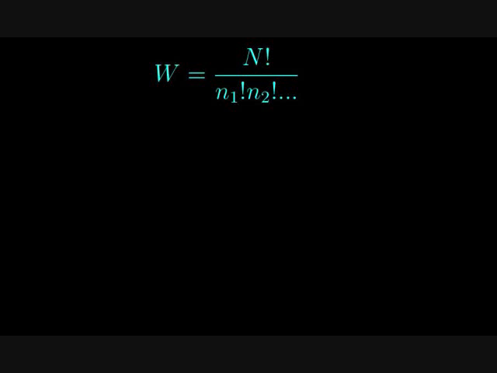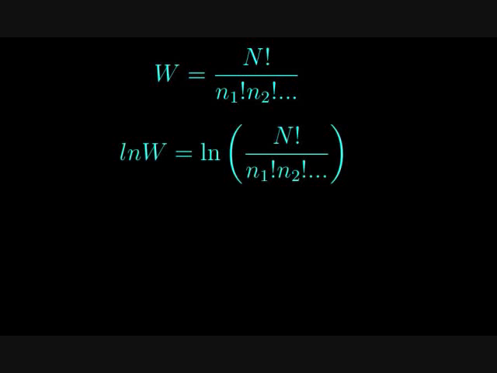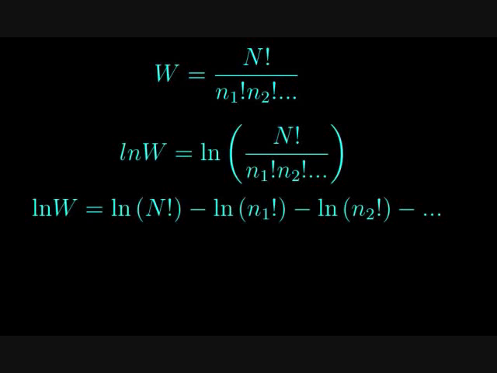We can find this configuration by maximizing the weight subject to the constraints of total energy and total system number. We will maximize the natural log of the weight because it is easier to do. The maximum of the natural log of W occurs at the same values of n sub 1, n sub 2, ... as the maximum value of W. So, take the natural log of W. Use the log rule to break W up into a sum.